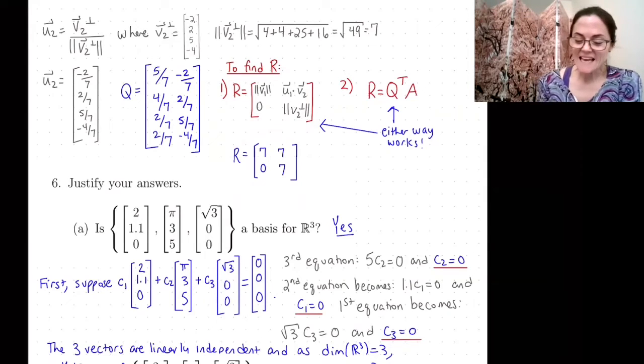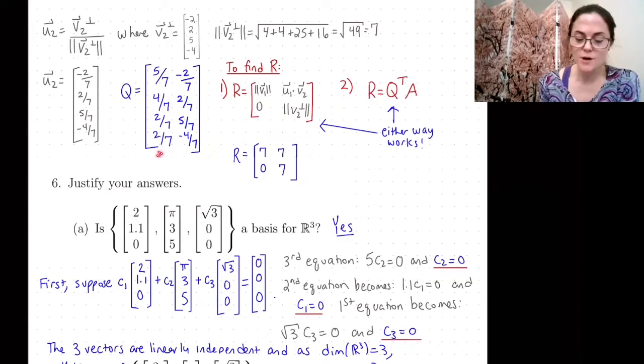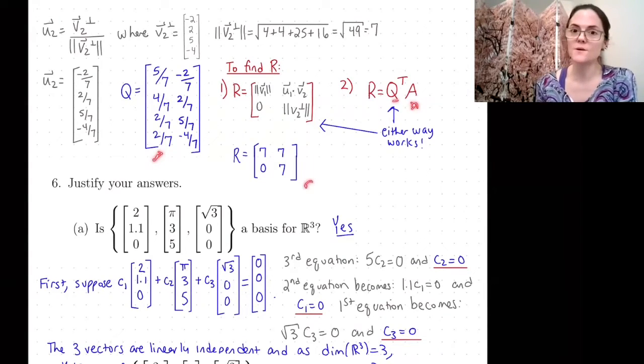Or, and this is not that bad to remember when you're just doing a 2 by 2. But if you had, say, a 3 by 3, then sometimes it's hard to remember to fill it in. Or you can just take this Q, take its transpose, which is interchanging rows and columns, multiply in this order by A, and you will also get this. It's really your choice how you do it.